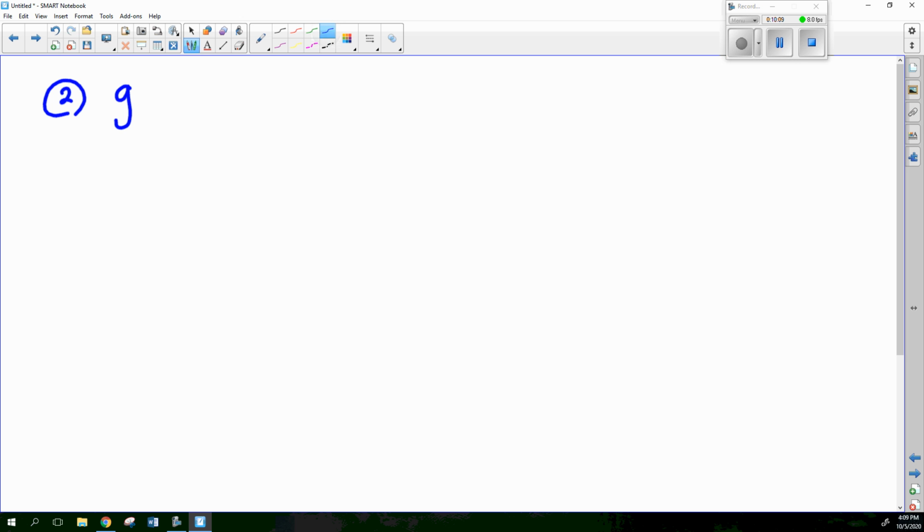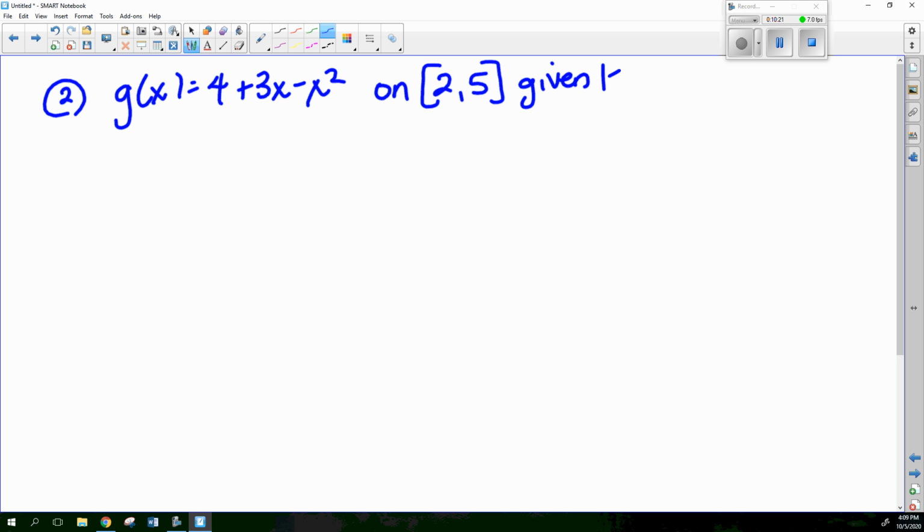All right, this time I'm going to say that g of x equals 4 plus 3x minus x squared. And I want to look at it on the closed interval from 2 to 5. And I'm going to give you the y value that k equals 0. Okay? And so remember, in order to figure out if IVT applies, the function must first be continuous on the closed interval. So these are notes. So I'm just making sure that you understand. I want to know, is g of x continuous on this closed interval?